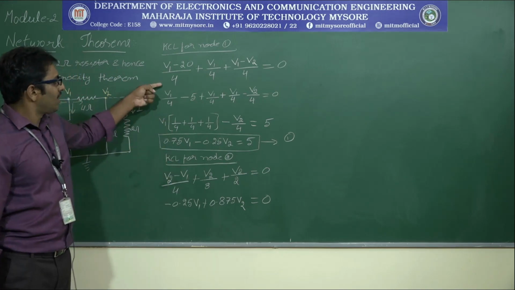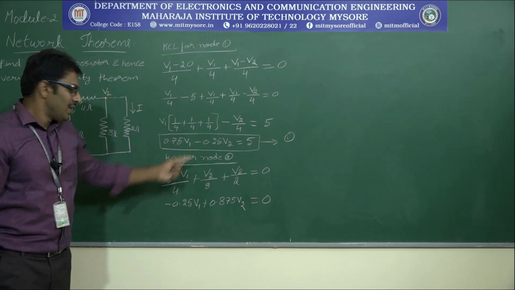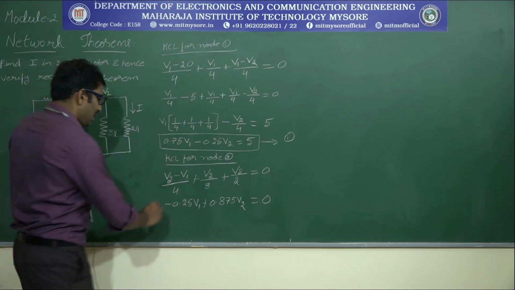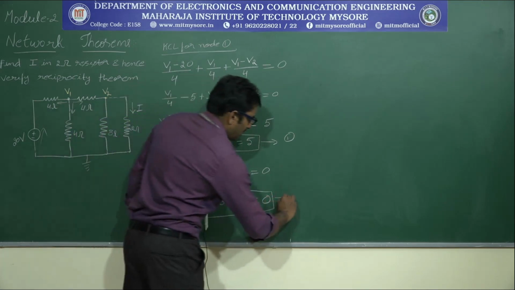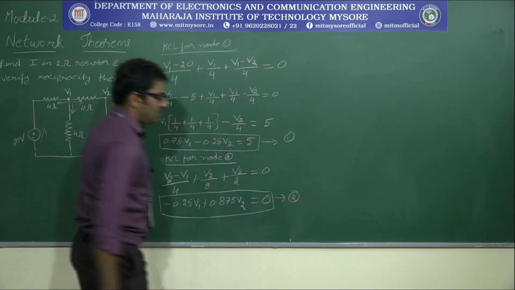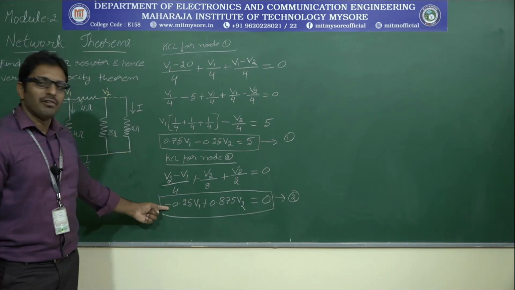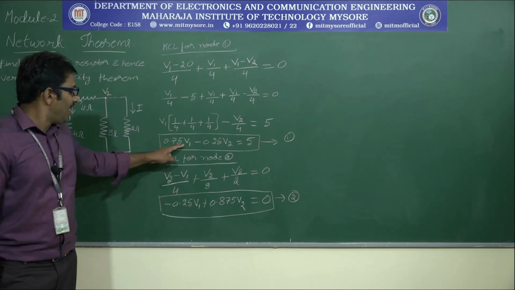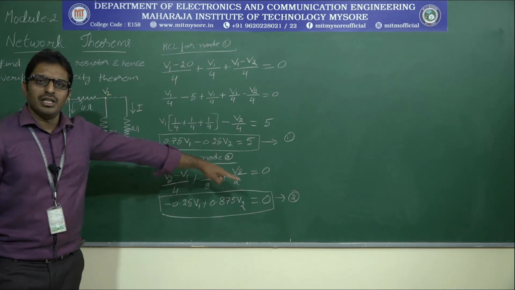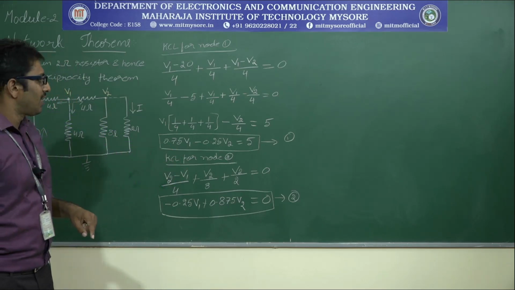Just similar to the previous step. Group the V1 terms and V2 terms and simplify using your calculator, and call it equation number 2. Right now there are 2 equations, equation 1 and equation 2, and 2 variables. What are the variables? V1 and V2. So you can easily solve these 2 simultaneous equations using your calculator.